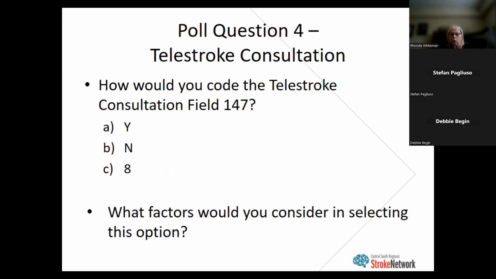So would you code telestroke consultation field 147 with this case? Yes, no, or 8, not applicable. I'm going to launch the poll for this and give people time to respond.